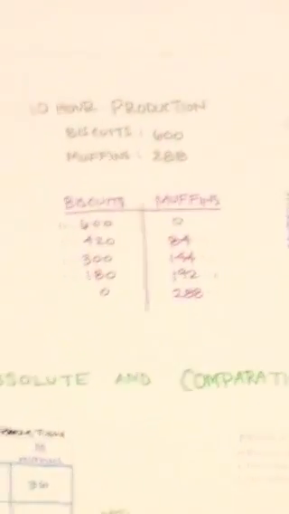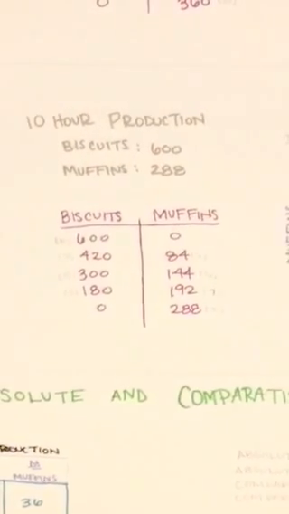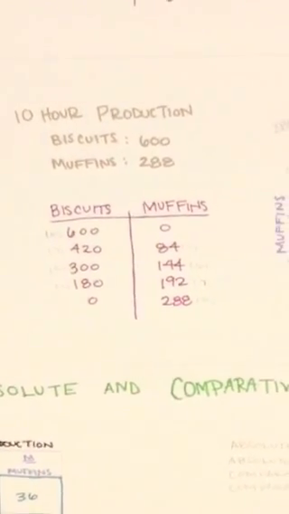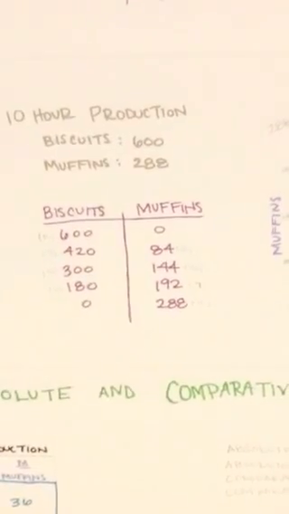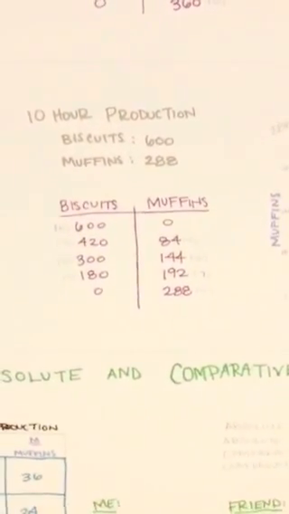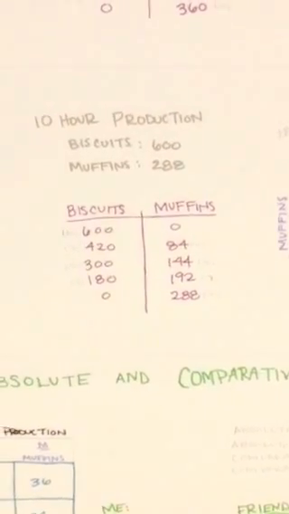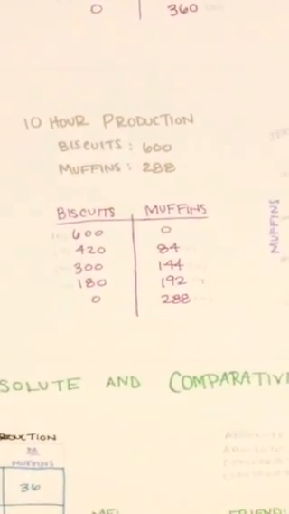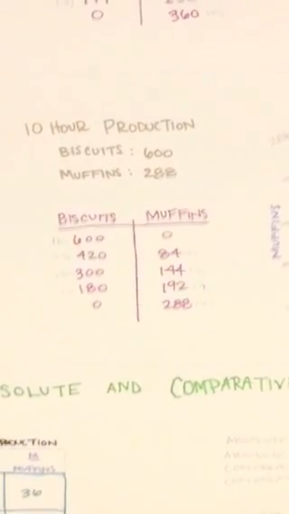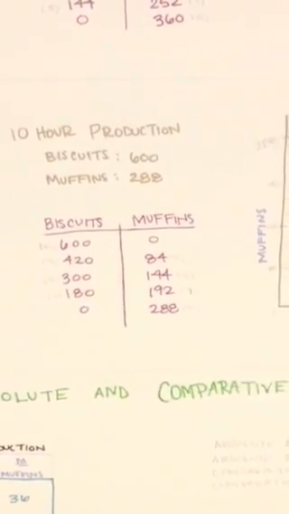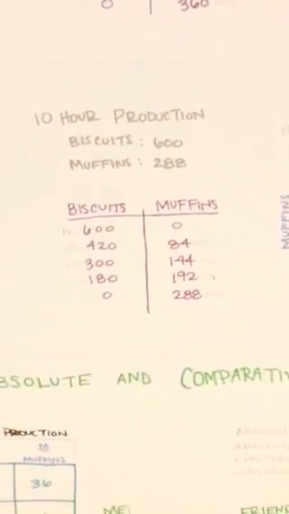We do the same thing where she can also dedicate all of her 10 hours making biscuits, 600 and 0 muffins, where she can do 420 biscuits in 7 hours and 84 muffins in 3 hours. She can also do half, where she can do 300 biscuits in 5 hours and 144 muffins in the other 5 hours. She can also do 180 biscuits in 3 hours and 192 muffins in 7 hours. Or she can dedicate her 10 hours to the 288 muffins, leaving her with 0 biscuits.